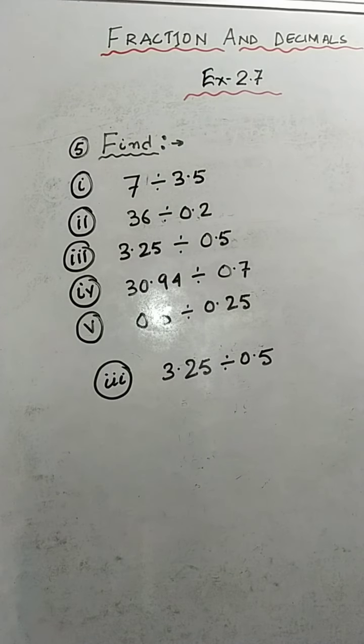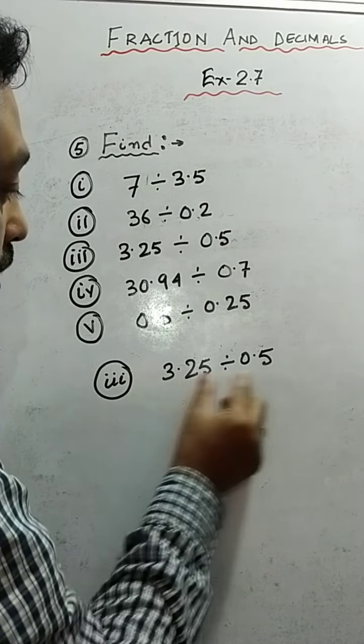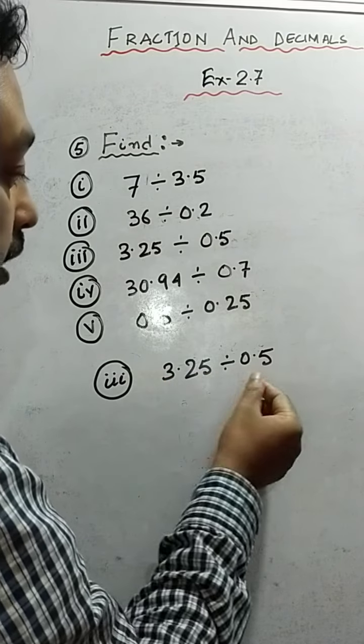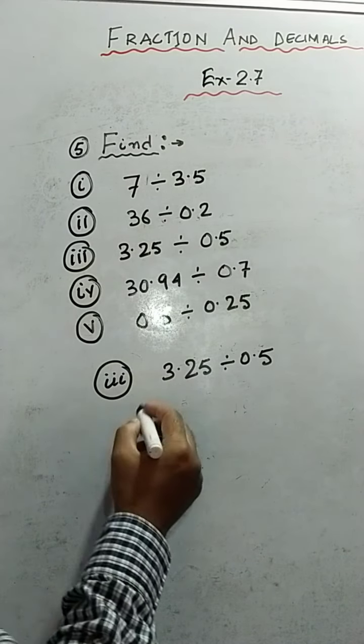Sum number 3, we have some unique situation. Both the sides are decimals. So a decimal number is divided by a decimal. Nothing to worry, we'll follow the same rule.